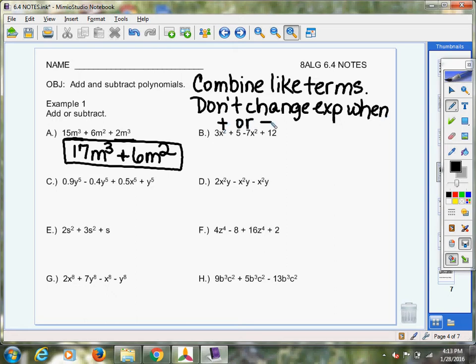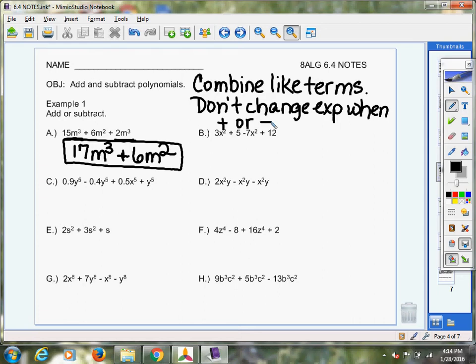That's really important. I have a lot of students who would take 15m cubed and 2m cubed and get 17m to the 6th. There's no way you can get m to the 6th out of that unless you multiplied m cubed times m cubed, and then you would add the exponents. We're not multiplying, we're adding like terms together. So we just want to add the coefficients. That's what you should be focusing on.